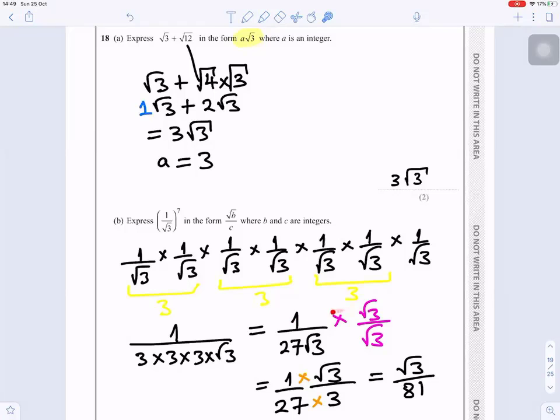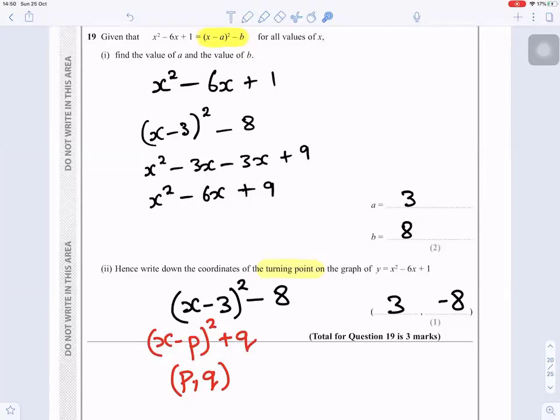So 1 times square root of 3 at the top, the numerator, gives you square root of 3. 27 times square root of 3 times square root of 3 now at the denominator gives you 3. So 27 times 3 is 81. So that means this square root of 3 at the top is equivalent to this square root of b at the top there. So b is 3, c is 81.